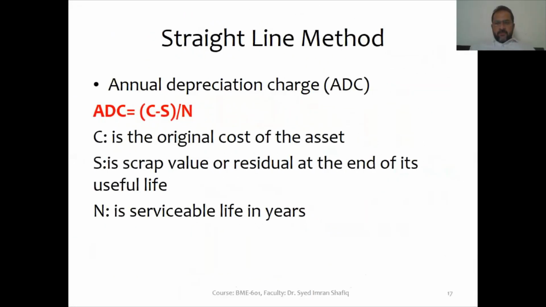Mathematically, in the straight line method, the annual depreciation charge ADC can be calculated as (C minus S) divided by N, where C is the original cost of an asset, S is the scrap value or the residual value at the end of its useful life, that is, the value after it has finished its serviceable life, and N is the serviceable life in years.